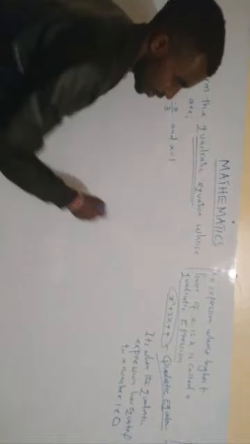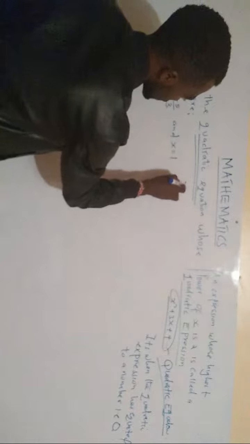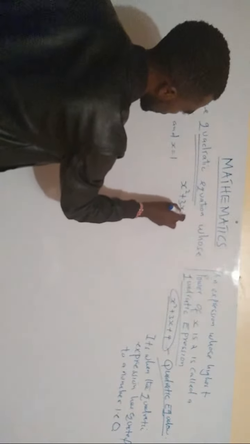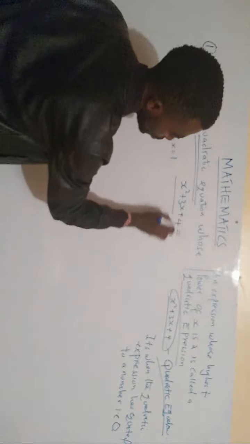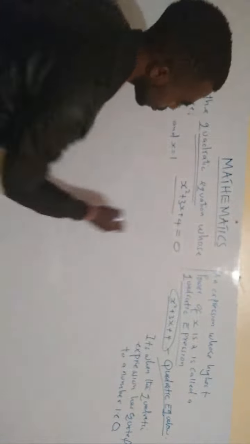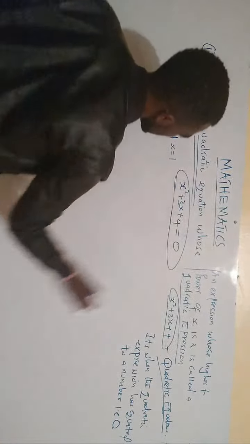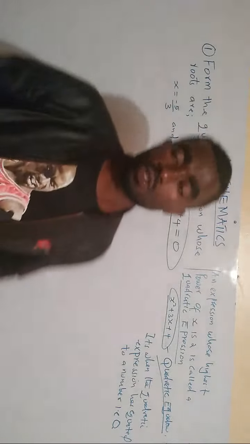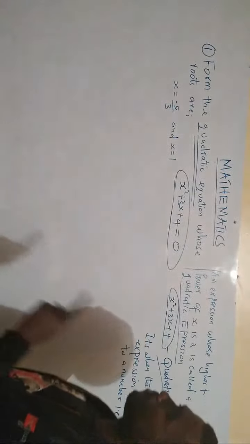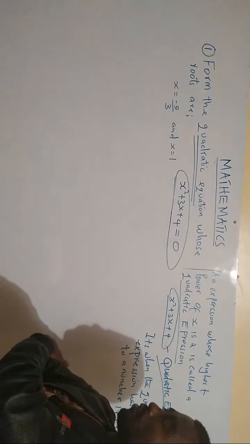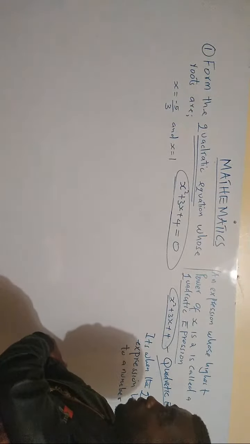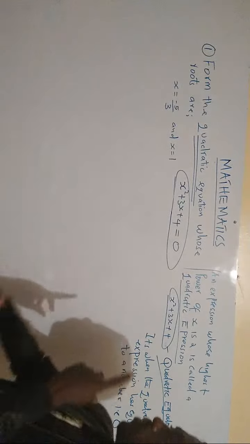i.e. a number like 0. So this expression, for example, x squared plus 3x plus 4, is an expression. If you equate this expression to 0, this is what we call the quadratic equation. Now, when we look at the question, we are to form the quadratic equation whose roots are x is equal to -5/3 and x is equal to 1. So these are the roots.